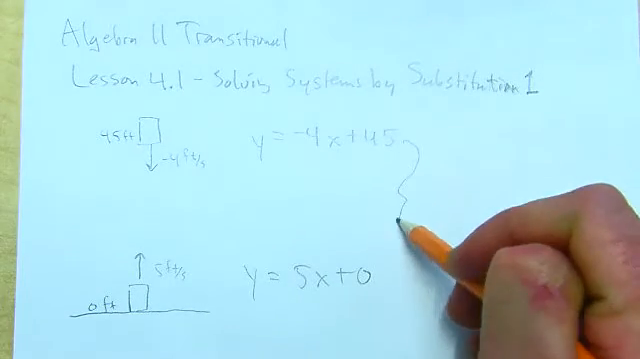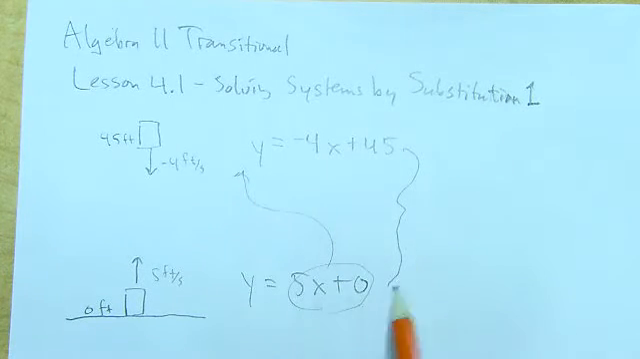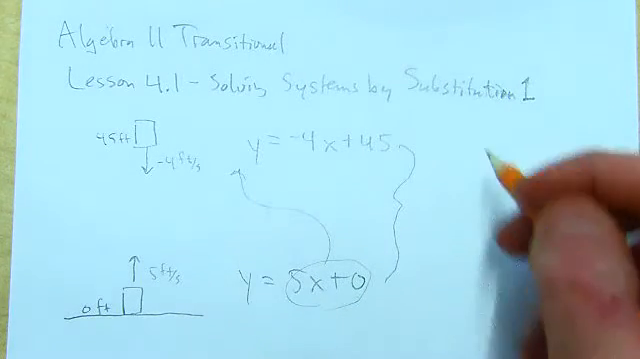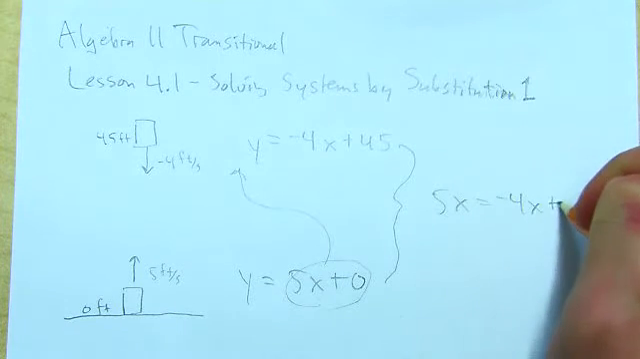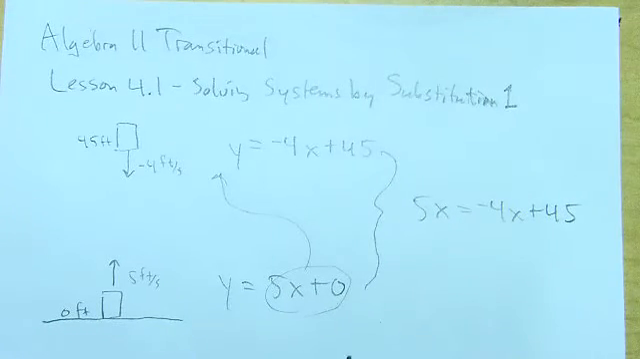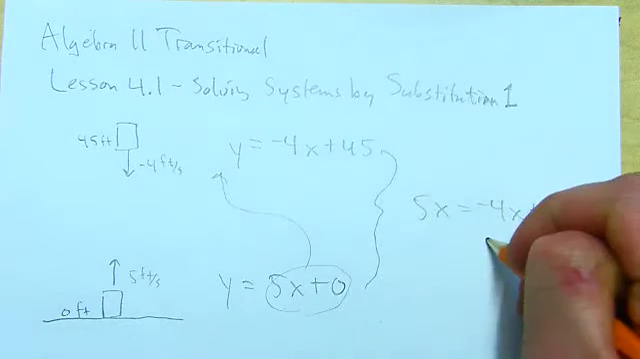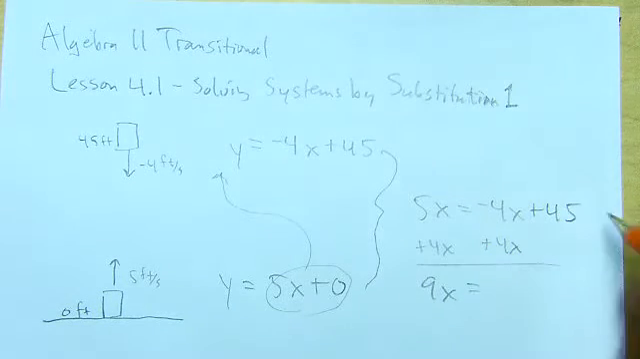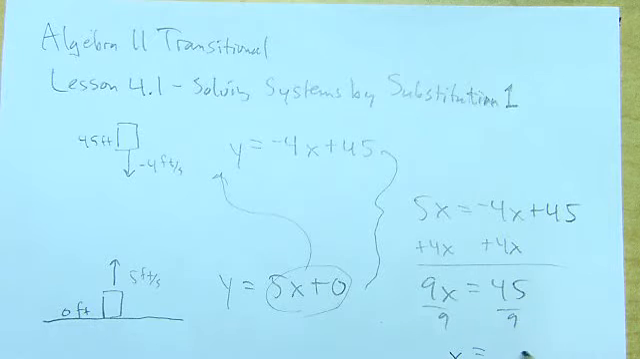Okay, to solve the system, we basically are going to use what's called substitution. I'm going to sub this in right there in place of that y. Since y equals this, I can put this 5x right there. So basically, we're going to say 5x equals -4x plus 45. You're kind of like setting the equations equal to each other, we could say. This equals that. And then solve this out for x. 9x equals 45. So x is what, 5?